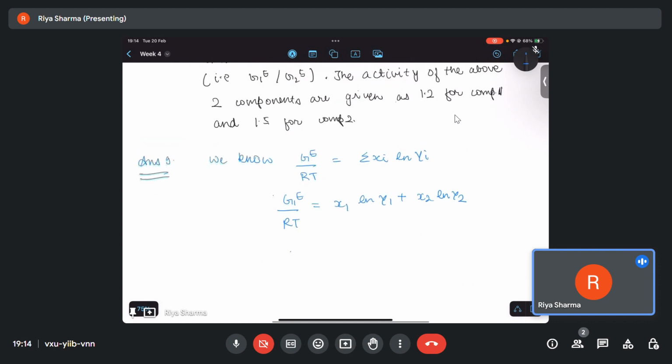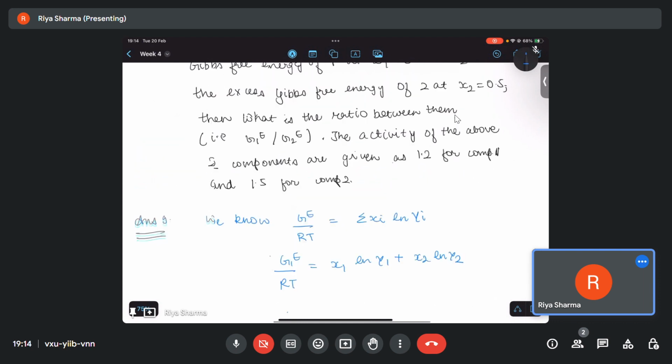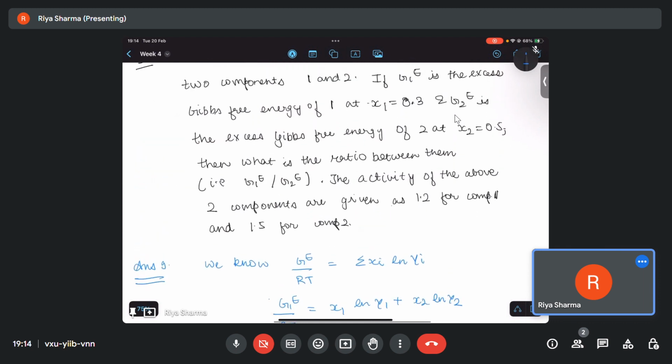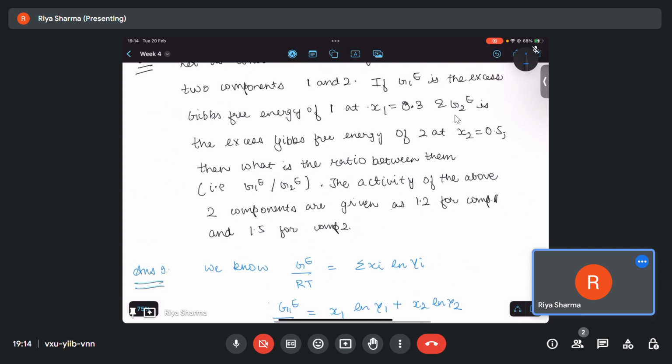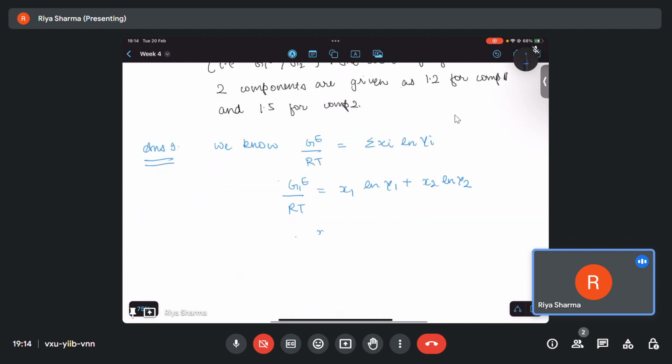And what we know, we already know that x1 is equal to 0.3, x2 is equal to 0.5.